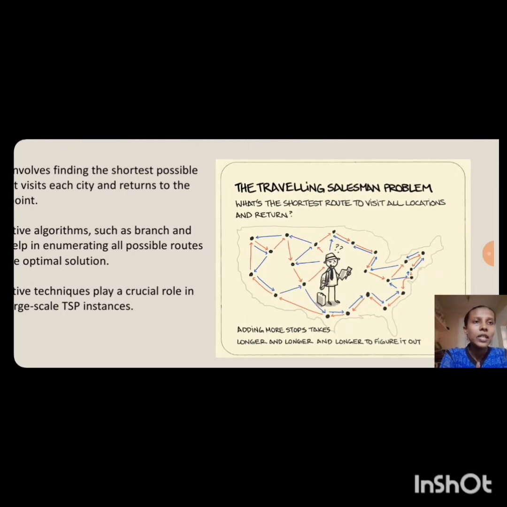The traveling salesman problem. What's the shortest route to visit all locations and return? Adding more stops takes longer and longer and longer to figure it out.